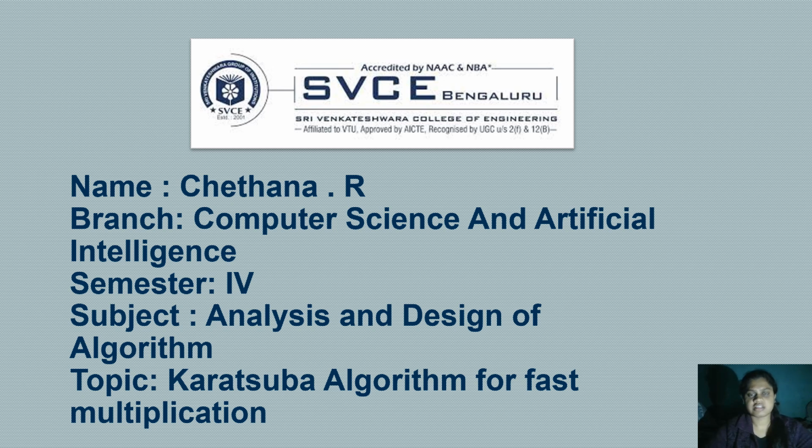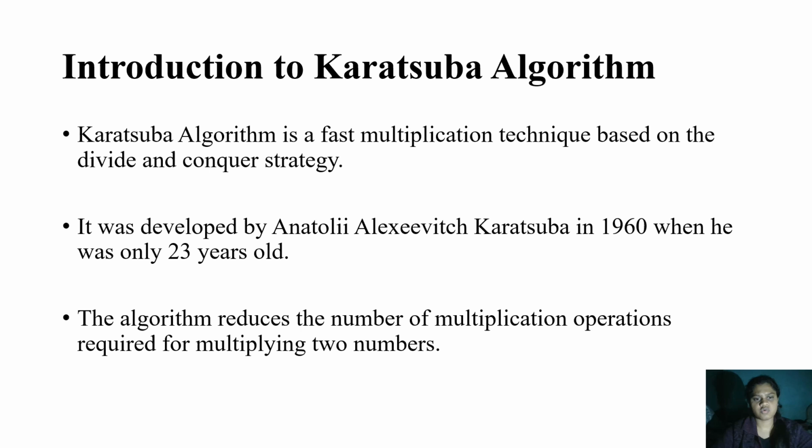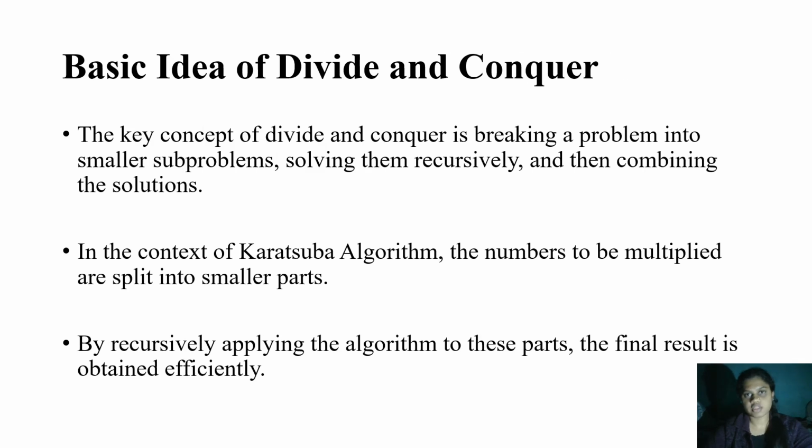So this algorithm comes under data structures. This approach comes under divide and conquer strategy. So let us see. It was developed by Anatoly Alexeyevich Karatsuba in 1960 when he was only 23 years old. The algorithm reduces the number of multiplication operations required for multiplying two numbers. So what is the basic idea?